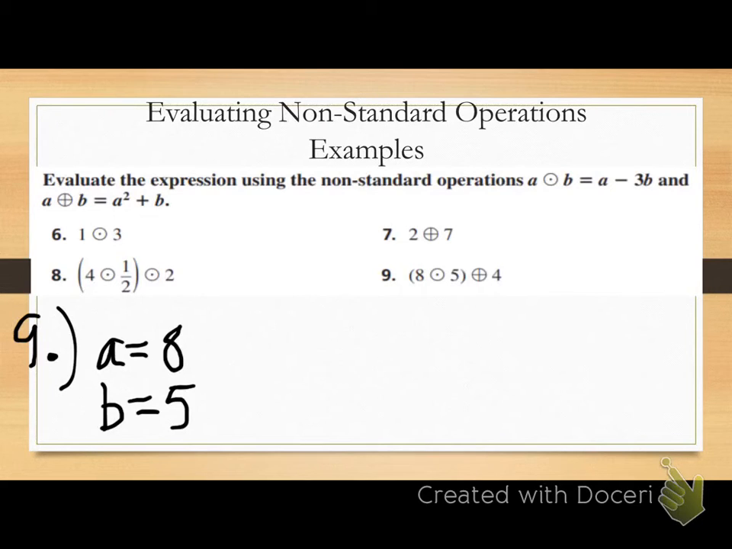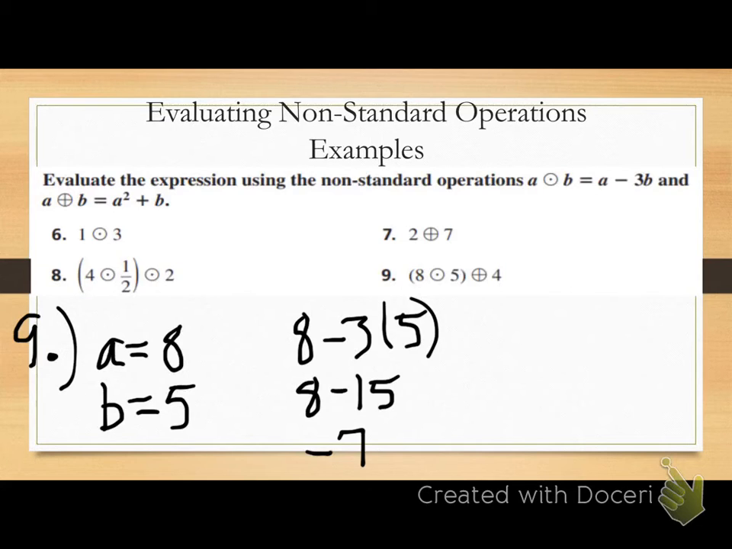Third step, plug in. Replacing A with 8. Replacing B with 5. Shake your head up and down if you understand that third step of plugging in. Last step, we're evaluating, just using our order of operations. What's negative 3 times 5? Negative 15. What's 8 minus 15? Negative 7. Does everyone understand how to use your order of operations to evaluate an expression?